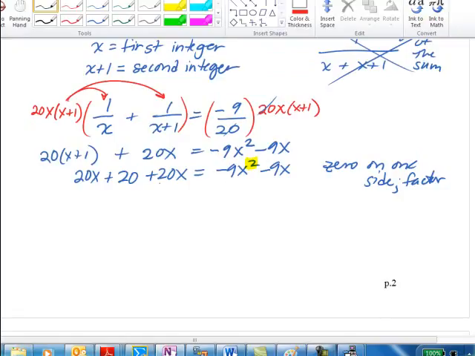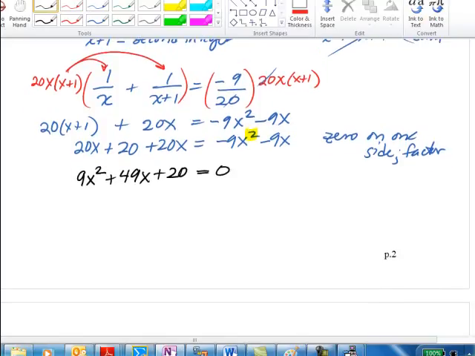So I'm going to add 9x squared to both sides. So I'm going to move it over here to the left. I'm also going to add 9x, so that's going to give me a 49x. And I've got a 0 on one side. And now we have to try to factor this. This is not easy to factor because we have not a prime on the x squared and not a prime on the 20. Let's try a 9x and an x. We know the signs are all positive.